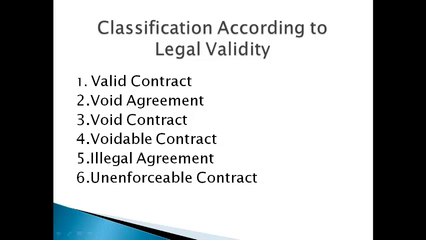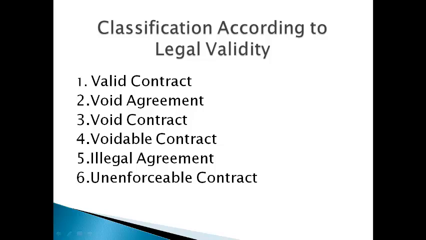The next one, illegal agreement. An agreement is illegal and void if its object or consideration is forbidden by law, or is of such a nature that, if permitted, it would defeat the provisions of any law, or is fraudulent, or involves or implies injury to the person or property of another, or the court regards it as immoral or opposed to public policy.